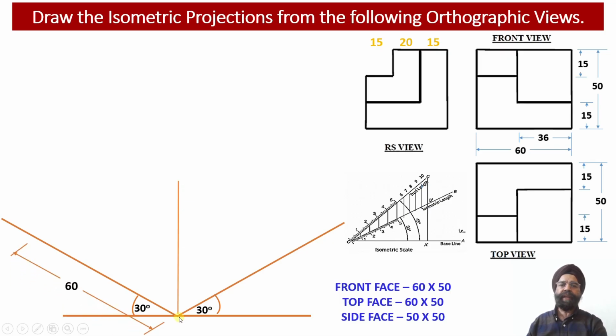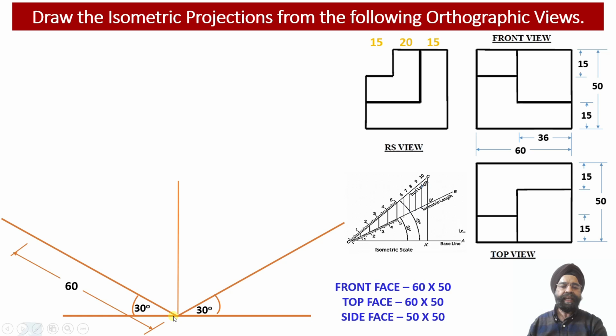Of the isometric projection. So this is going to be our front face. This is going to be our right hand side face. And this is going to be our top face. So first of all, without bothering about the constructional details of this object, we are going to obtain a cuboid construction, which is going to depict the front face, right hand side face, and the top face of this engineering object.